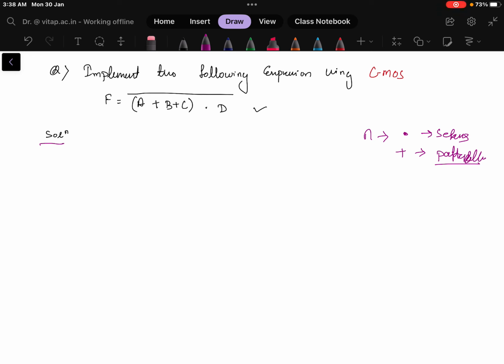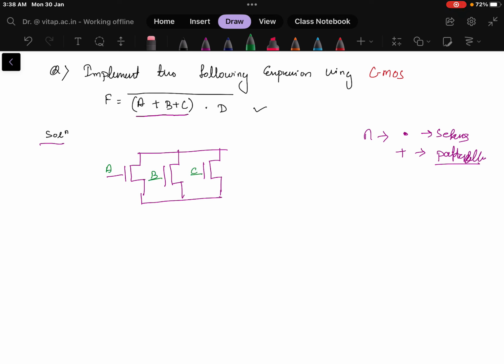First, you can see there is A plus B plus C, that means the 3 inputs will be in parallel. Okay, so I will take one input here, that is my NMOS symbol. There will be another input here, that will be my NMOS symbol, and then there will be another input, that is NMOS for C. So they are connected in parallel, so just connect both sides. I will write this as my A, this is my B, and this is my C.